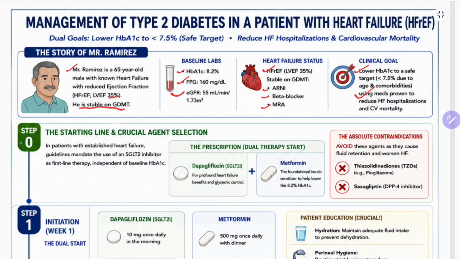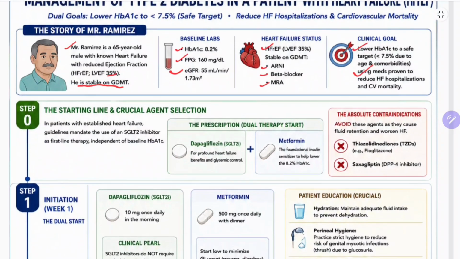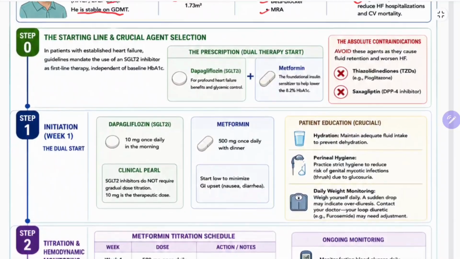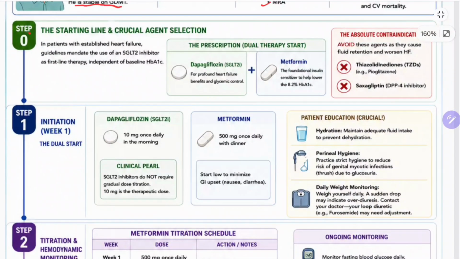Now step 0. So what is step 0 now? Starting line and crucial agent selection is important. In a patient with established heart failure, guidelines mandate the use of an SGLT2 inhibitor as first line therapy independent of baseline HbA1c. So you should start as a combination therapy: dapagliflozin plus metformin. Okay.